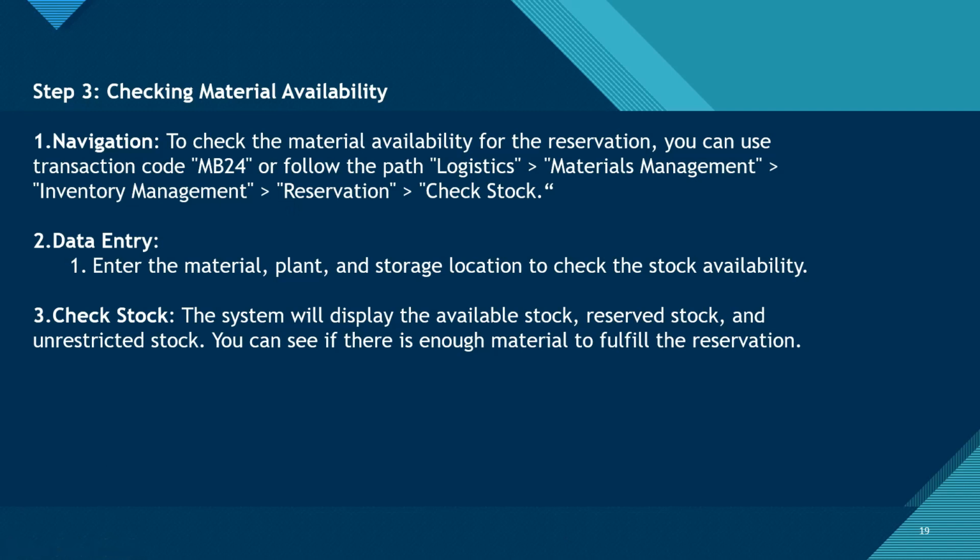I want to see if it can be fulfilled. For example, if I am not out of stock, I can check the availability over there. Here the system will display the available stock: whatever is available, how much is reserved, how much is unrestricted. It is kind of an MMB screen also, but we can go from this node as well. So specifically for the reservation, I can see the stock.